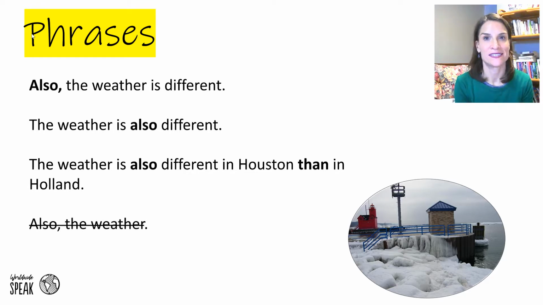But this is a sentence that might sound right, but it actually isn't correct when you write it down like this. "Also, comma, the weather." Remember, we always need a verb here. So it's something like this. The first sentence would be a much better way to write this: "Also, comma, the weather is different."